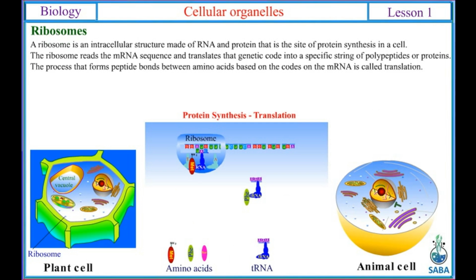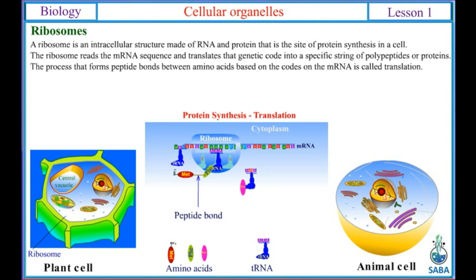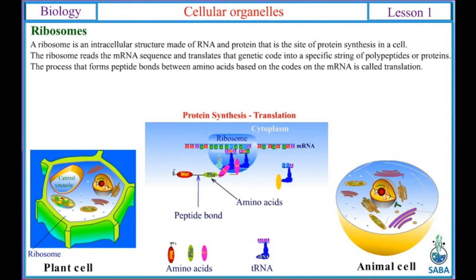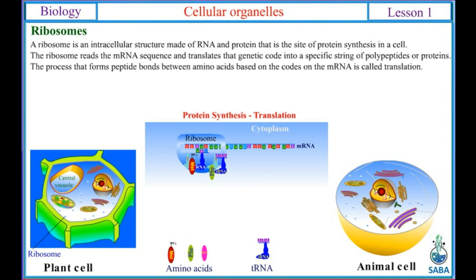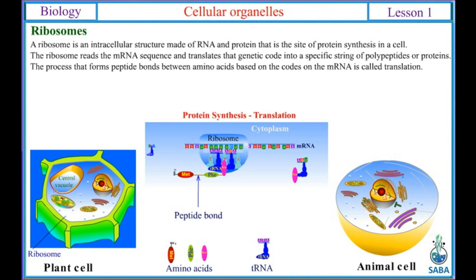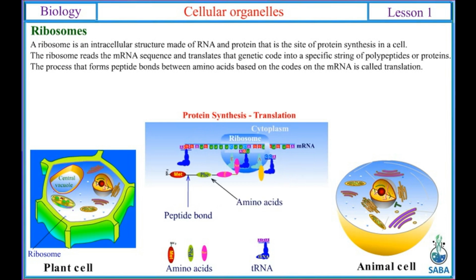Ribosomes. A ribosome is an intracellular structure made of RNA and proteins that is the site of protein synthesis in a cell. The ribosome reads the mRNA sequence and translates that genetic code into a specific string of polypeptides or proteins. The process that forms peptide bonds between amino acids based on the codes on the mRNA is called translation.